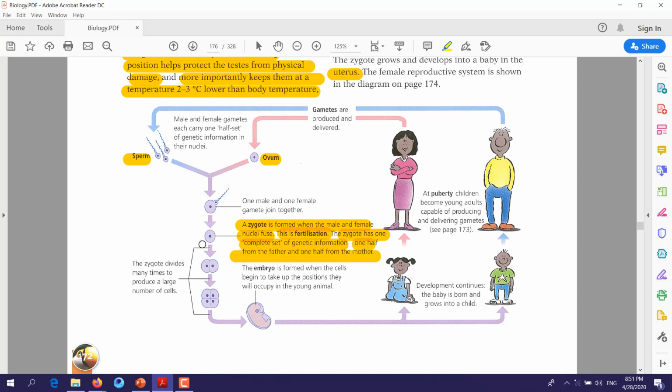Then this zygote will start dividing. As you can see here, it was one cell, now it's 2, then it will be 4, and so on. After that, it will form the embryo. This embryo will be either male or female, and then in the life cycle, male and female will grow, reach this stage, puberty, and the life cycle will repeat itself.